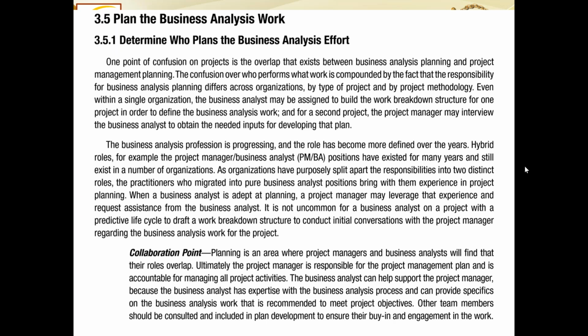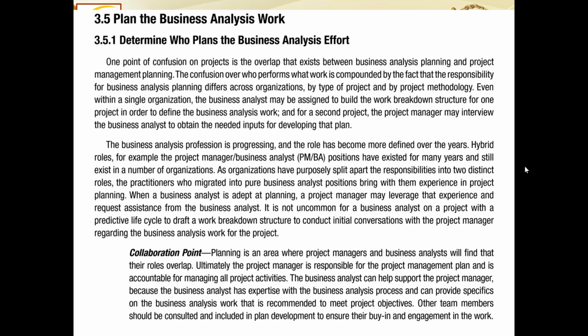So by this, we may understand that business analyst is a more experienced person, and he has a wider perspective of the initiative of the project which is being launched, and project manager can always seek his guidance in developing whatever plans he is developing. It is not uncommon for a business analyst on a project with a predictive life cycle to draft a WBS, so this is all right, to conduct initial conversation with the project manager regarding business analysis work for the project. So we can very clearly see in this that there is a collaboration point here between the project manager and the business analyst.